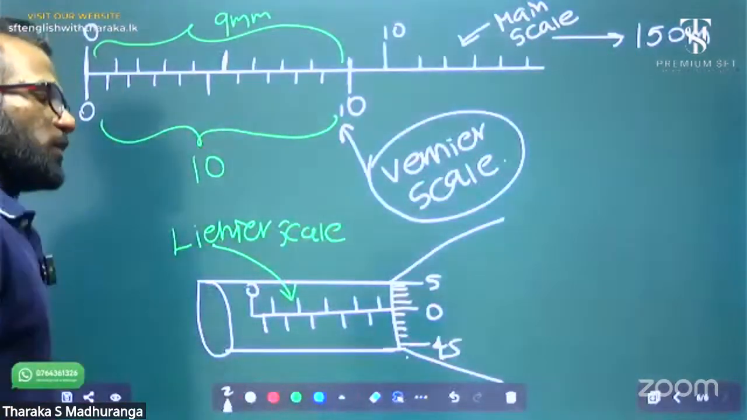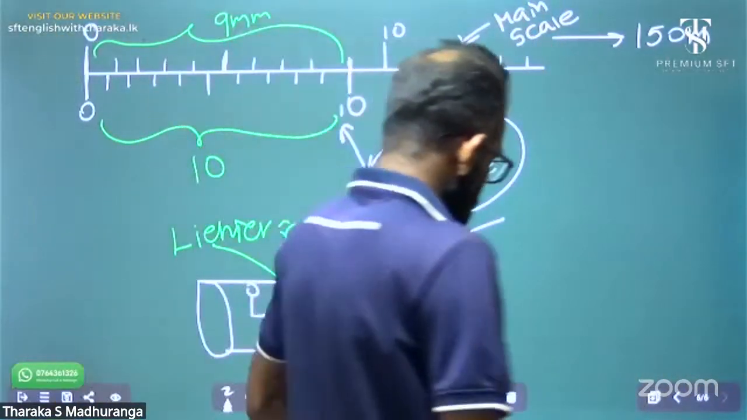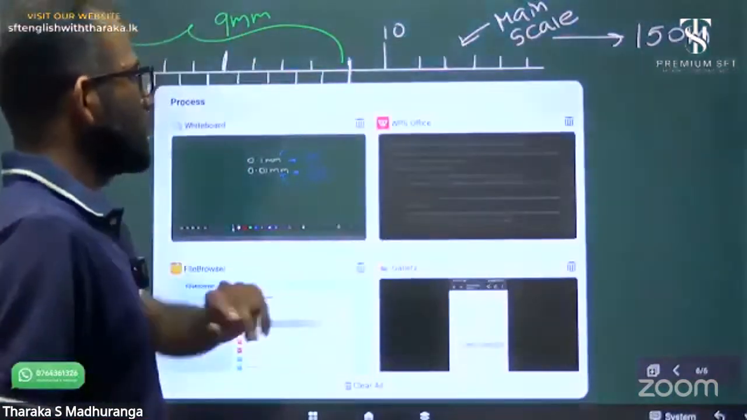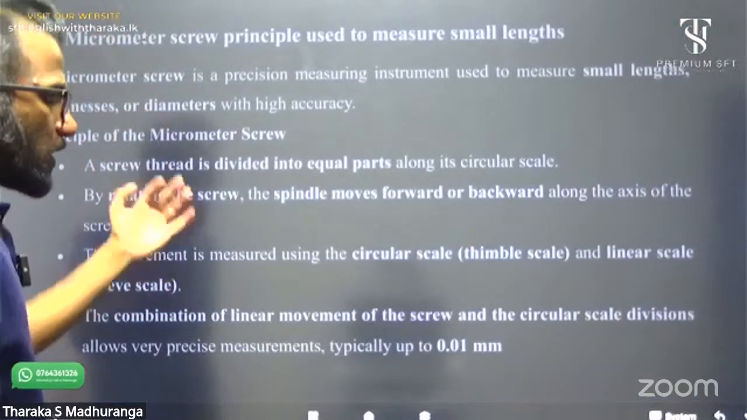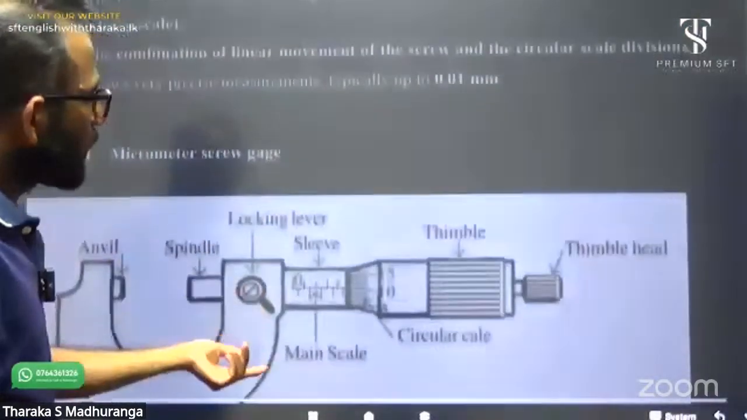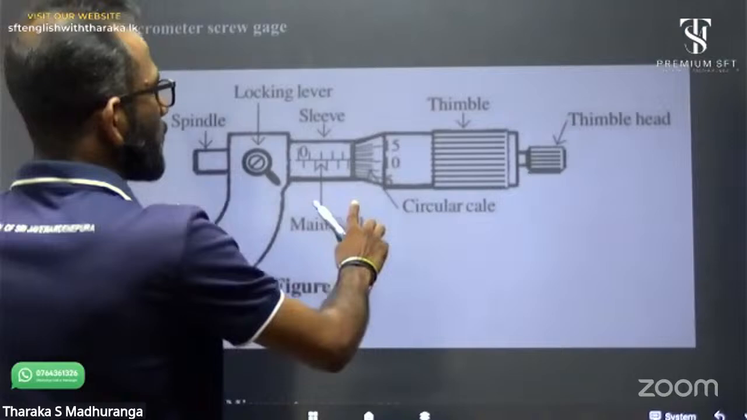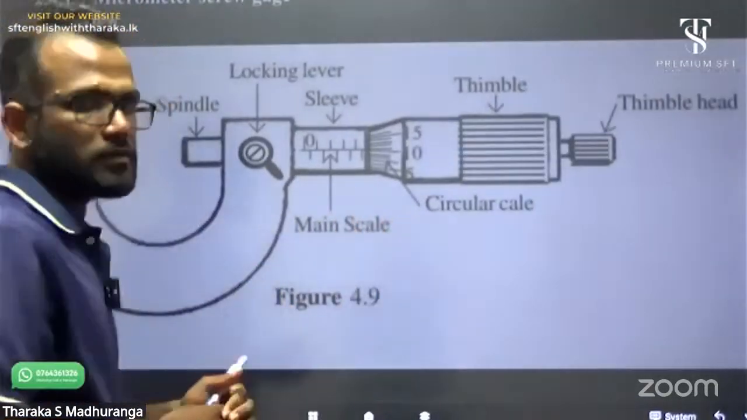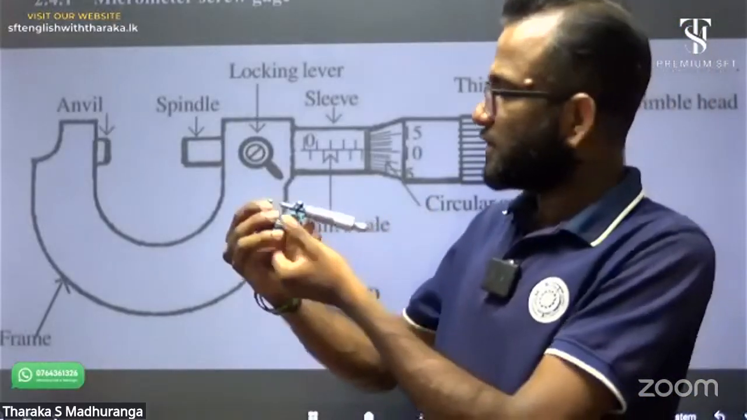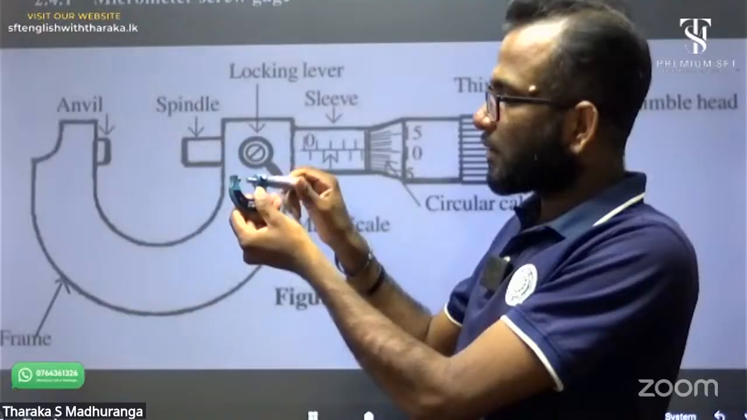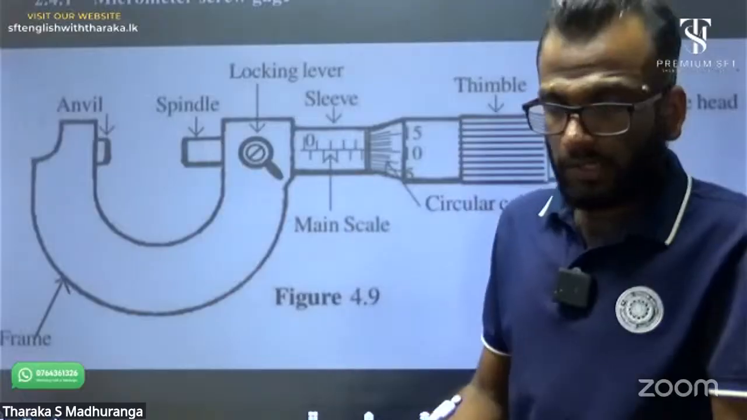Done. Okay, now let's try to understand parts of the micrometer screw gauge. Then it is very easy to understand this instrument. These additional parts you can understand after we discuss the parts. Okay, they are the parts of the micrometer screw gauge. Okay, this is the instrument. Okay, the first part.